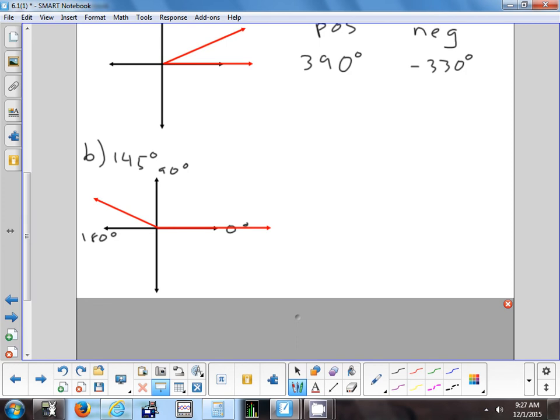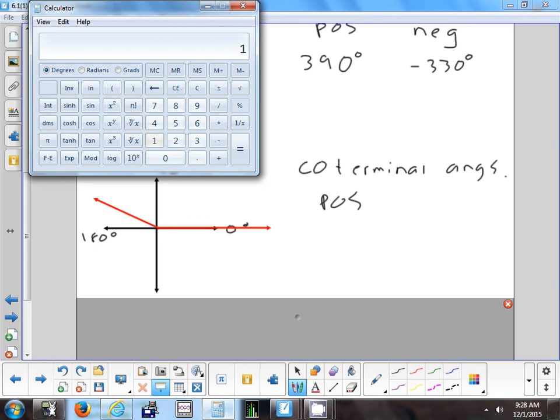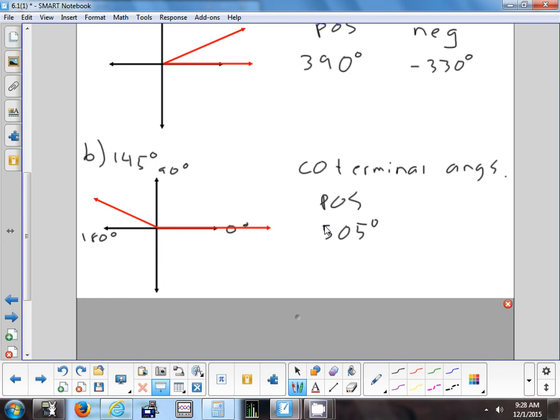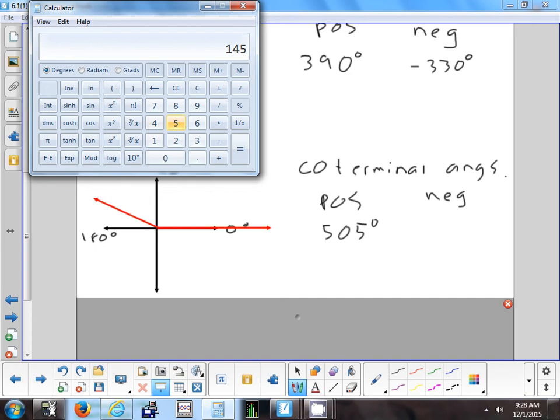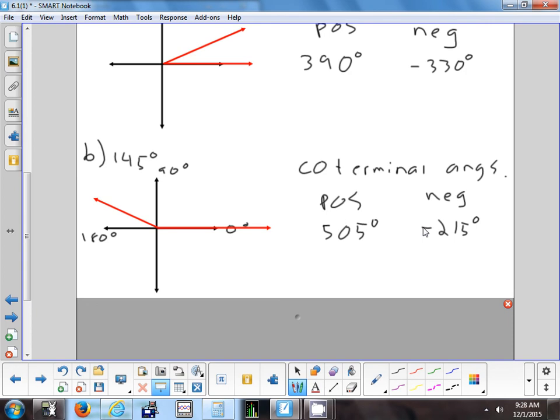And same thing to find two angles that are coterminal. Start with a positive. So I'll take 145 and add 360, so we get 505. And for my negative, take 145 minus 360. Negative 215. Okay, given the choice of the three ways to represent this angle that we have on the board, 145 is probably the best. You don't have to think about numbers that are too big, and you don't have to think about negatives.